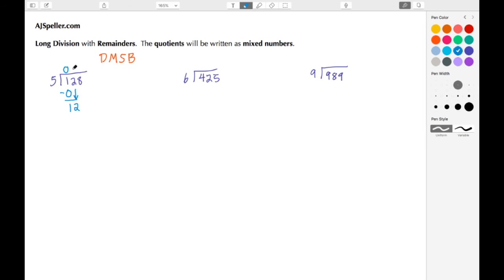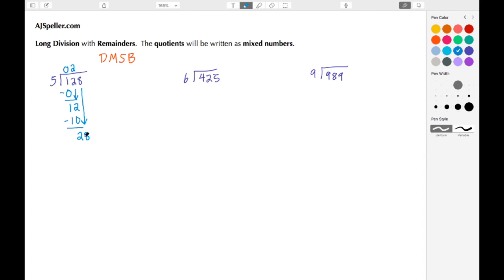We know that 5 goes into 12 2 whole times. And then we multiply 2 times 5 to give us 10. And then we subtract 12 minus 10 to give us 2. And then we go back and bring down, again using the arrow to show the number that we have to bring down. Then we go back to division.